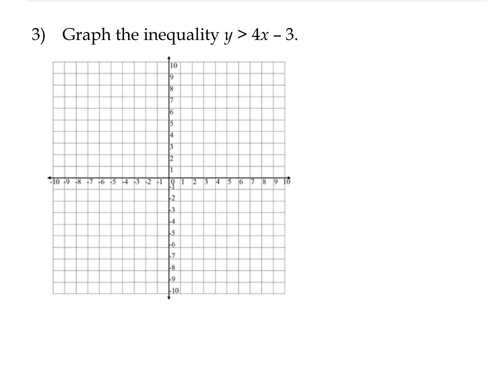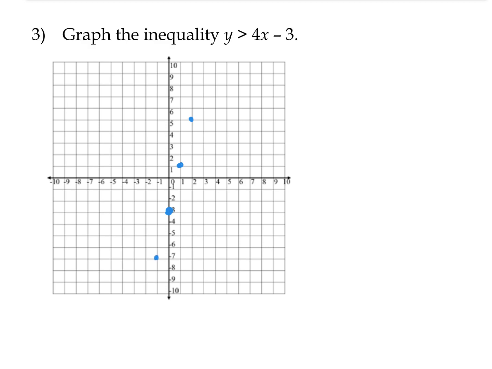Graph the inequality y is greater than 4x minus 3. So we've got it in y equals mx plus b form. If not, we might have to do some work to get the y by itself, but in this case, it's already set up as y equals mx plus b, so negative 3 is my y-intercept. And then my slope is 4, so I'm going to go up 4 and over 1. I could also go down 4 from that point and over 1.